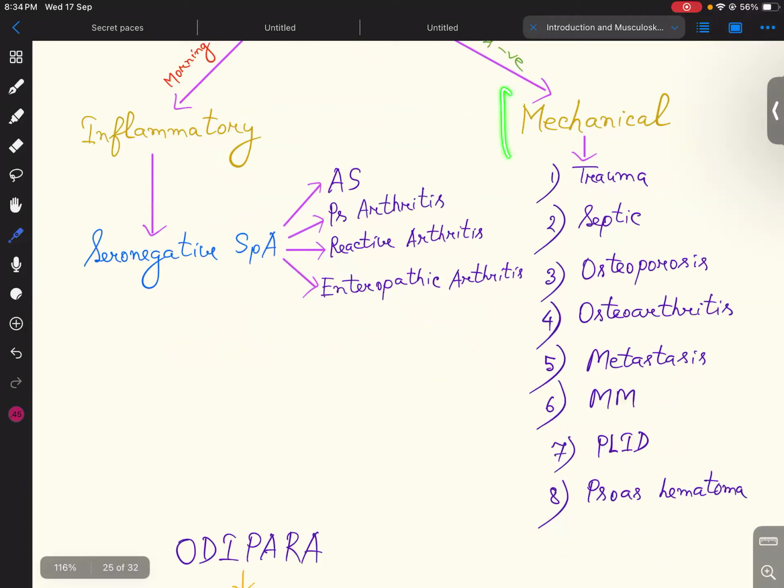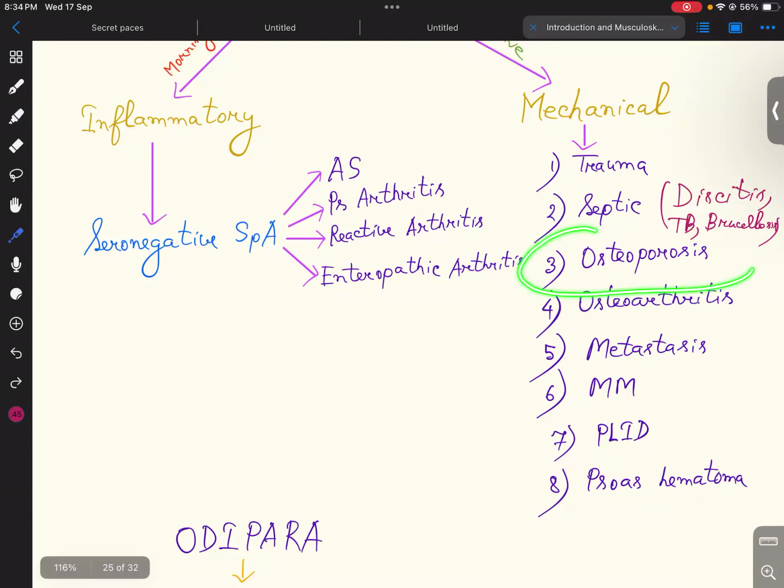Then for mechanical low back pain, the cause is trauma. In any case of pain, you have to exclude whether there is any trauma. Then septic arthritis. The important septic causes are discitis, TB, and brucellosis. So I will discuss how the case comes. Brucellosis actually comes in the Middle East. It usually does not come in India and Bangladesh. It is a common case in the Middle East. There is a history of drinking camel milk and low back pain.